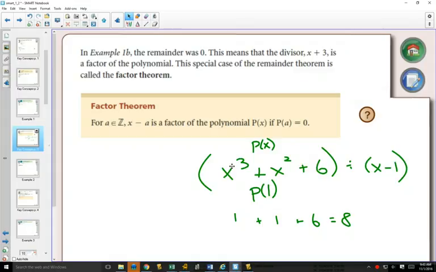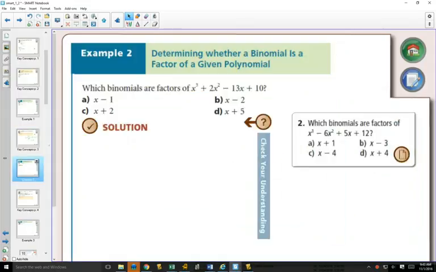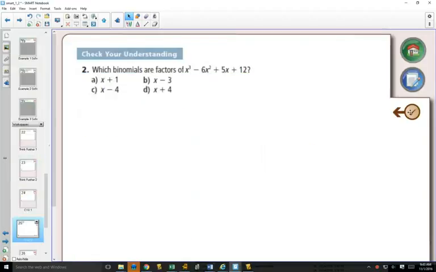So we can use that factor theorem in this example here to figure out which of the following are factors of this. So in other words, we want to find out which ones of these have a remainder of 0. And if they have a remainder of 0, then we'll know that they're a factor.